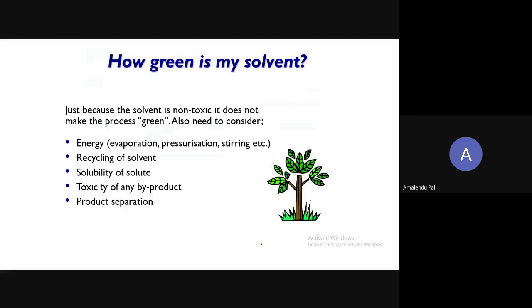How green is my solvent? Just because the solvent is non-toxic does not mean it is a green solvent. If energy is also a consideration, we have to consider recycling of solvent, solubility of solute, toxicity of any byproduct, and product separation. This is very, very important. Even if the solvent is non-toxic, we cannot say it is a green process, but we have to consider these five things.